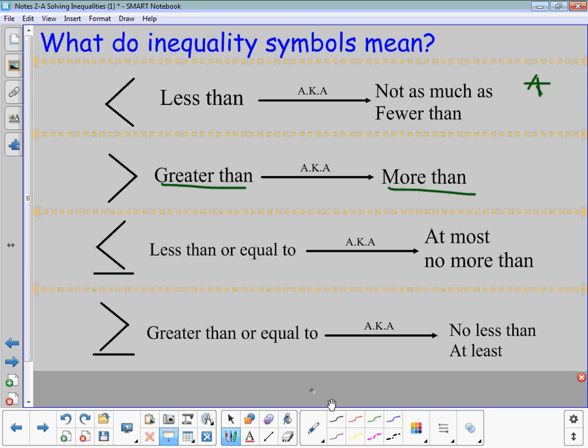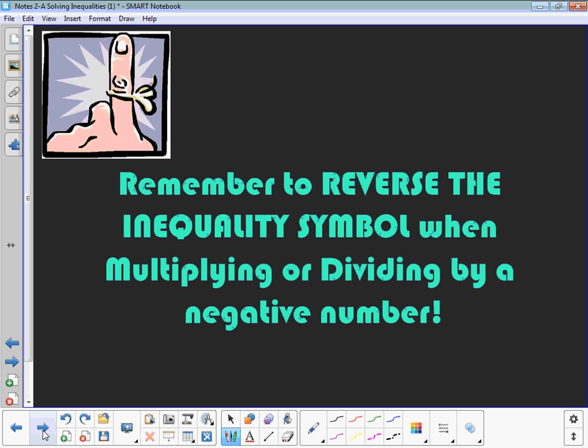So each of those, if you see them in a word problem, you know you're working with the greater than symbol. So here's the most important thing when dealing with inequalities. You need to remember to reverse the inequality symbol when multiplying or dividing by a negative number.